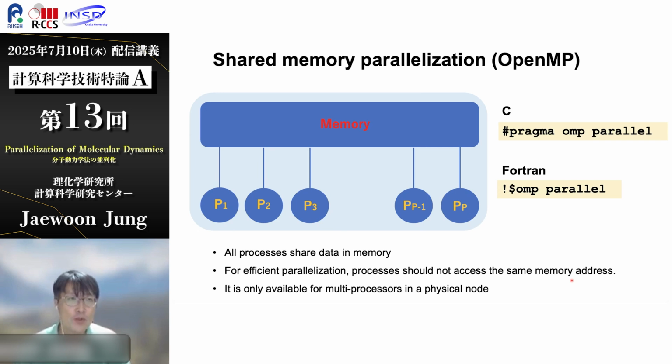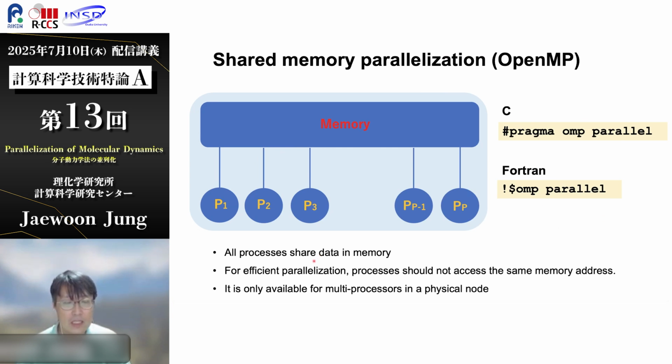So one simple parallelization is using shared memory parallelization using OpenMP or pthread. So in this case, every processor shares the memory. And inside the loop, you can just use pragma or OMP parallel, according to the case of C or Fortran. Because all processors share the data in memory, you don't need to modify the code so much. You can modify the code only a little bit using this thing.